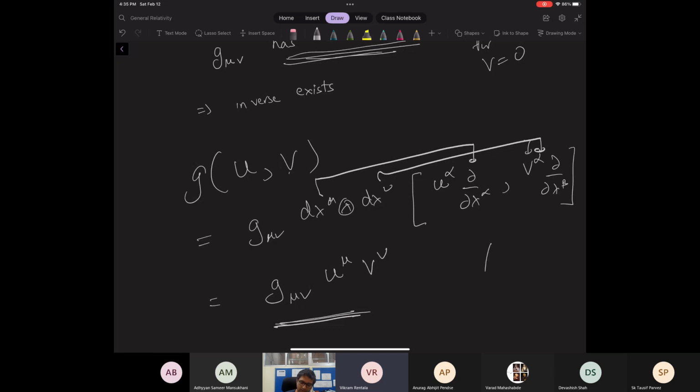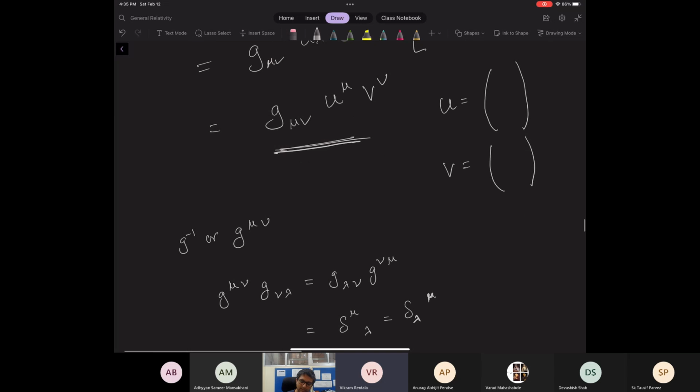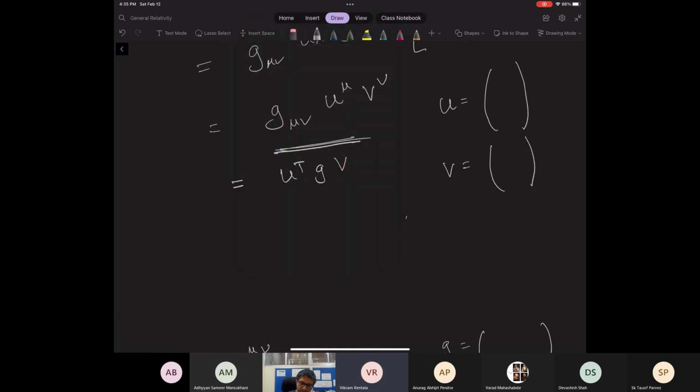So now if we think of the entries of u as a column vector and V as a column vector, and G as a matrix, then in matrix notation we can write this as either u transpose GV, or since G is a symmetric matrix, we can write it as V transpose Gu. Either way works. And so this basically gives you a way to take dot products. So there's a preferred way of taking dot products.